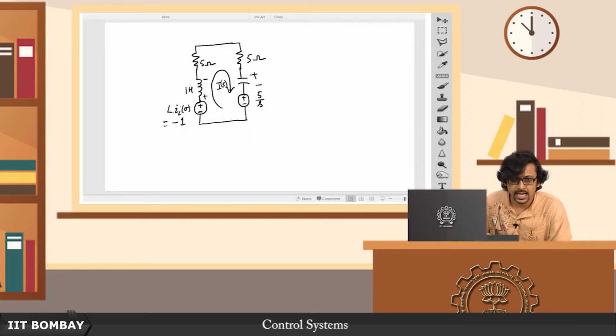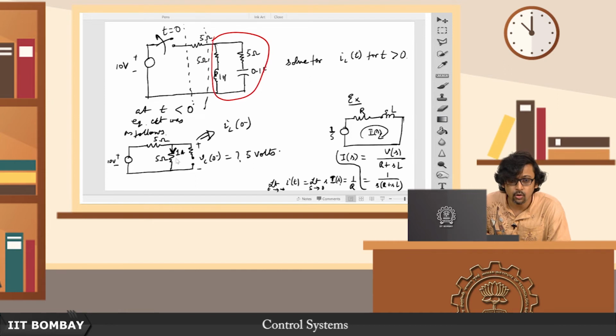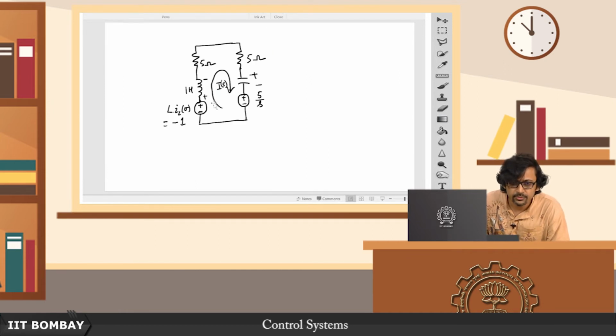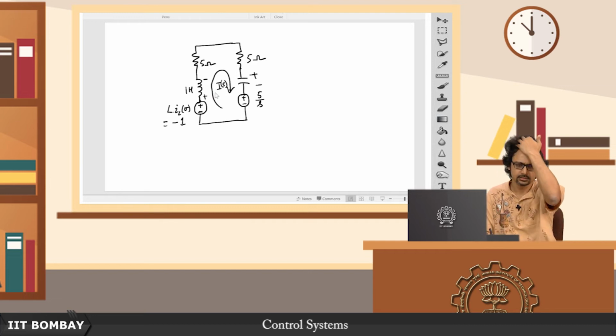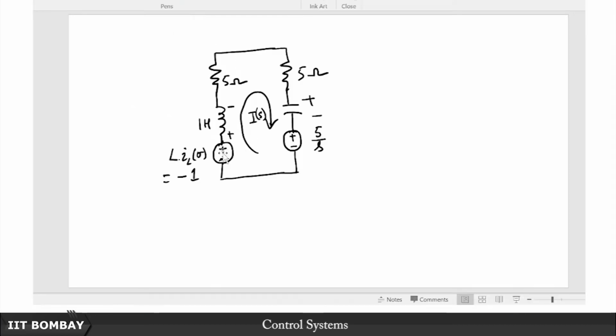Why? Because this IL0, remember, was earlier flowing in the downward direction, as we have seen here, but now the current we have considered is flowing in the upward direction. So this polarity will hold so long as the initial current and the current that we have considered now in this loop flow in the same direction. Now it is flowing in the opposite direction, so it is minus 1.